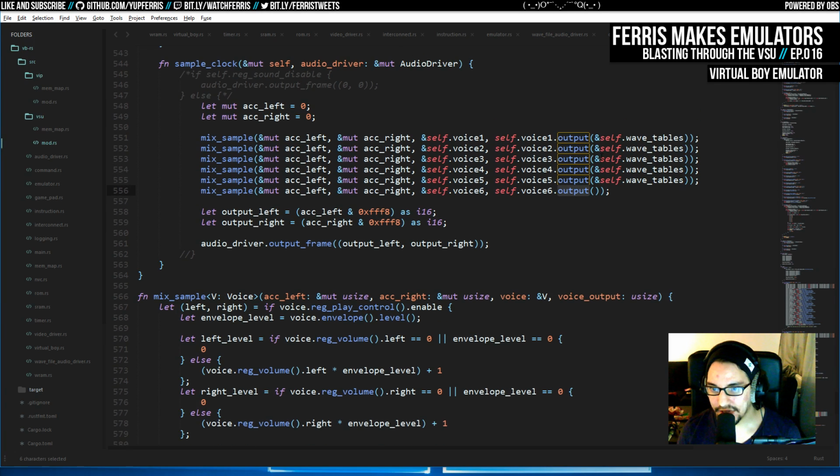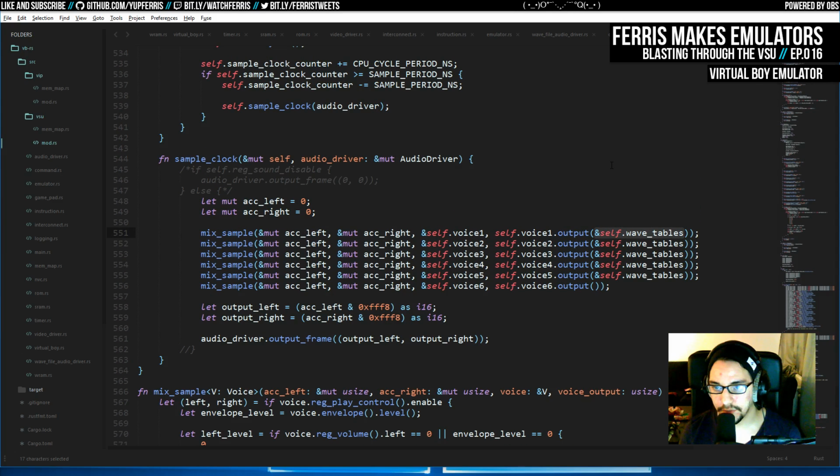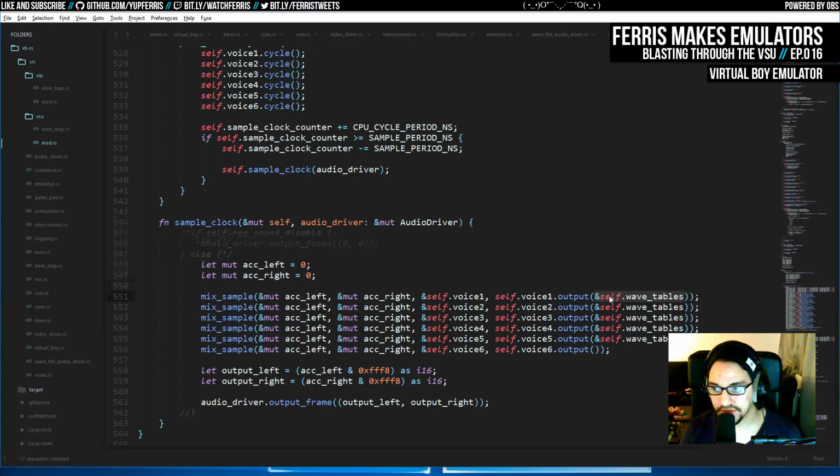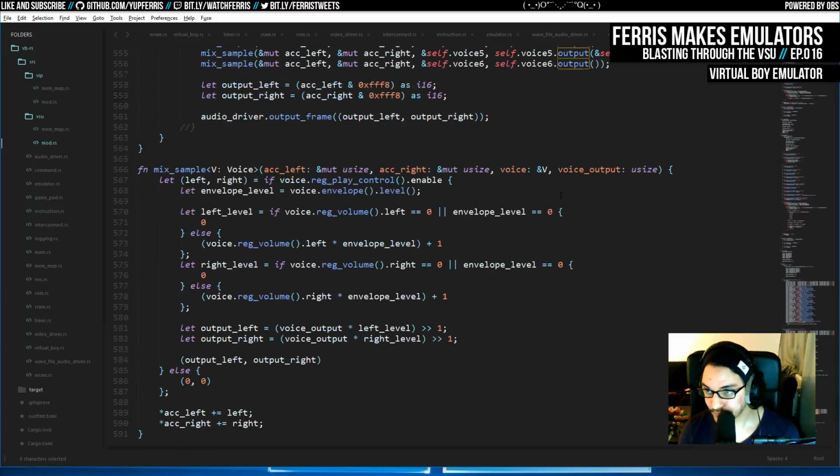I may actually end up just passing this in as an argument to cycle or something, or maybe all the outputs actually get this, but only these ones use it. But I'm not really sure about that. I don't think that really matters, just some architectural detail.